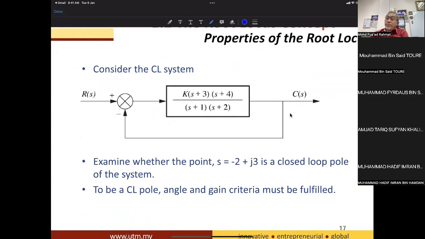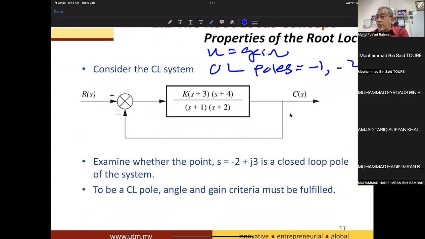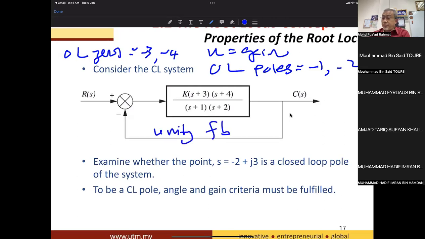So we have a system here. The open loop transfer function is K(s+3)(s+4) over (s+1)(s+2). K is the gain. The open loop poles are -1 and -2, and the open loop zeros are -3 and -4. This is what we call the unity feedback.